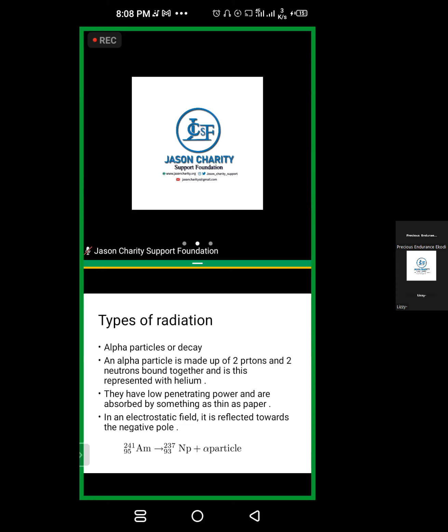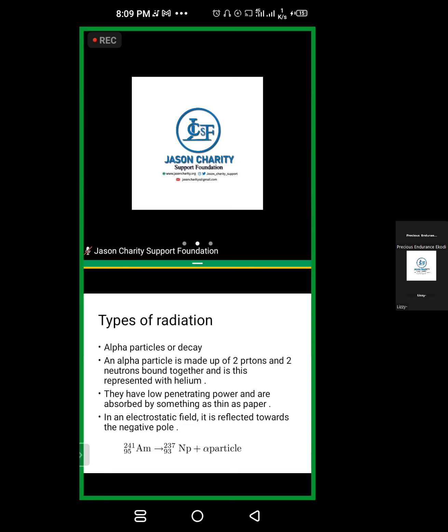However, in an electrostatic field, it is deflected to the negative side. Why? Obviously, because it is positively charged. Remember the normal rule: unlike poles attract, and like poles repel. Now, here is an example of alpha decay. We see americium, a radioactive element having atomic number 95 and atomic mass 241. When it undergoes this alpha decay, the element it produces has an atomic number of 93 and an atomic mass of 237.